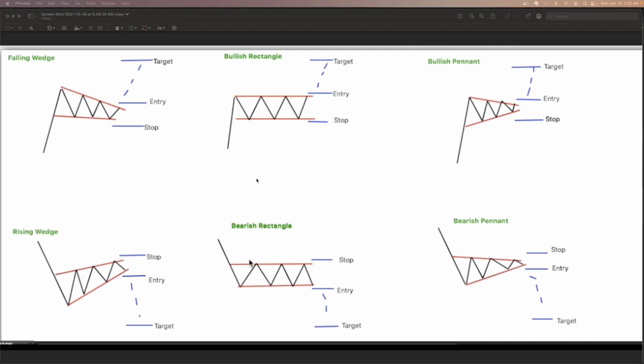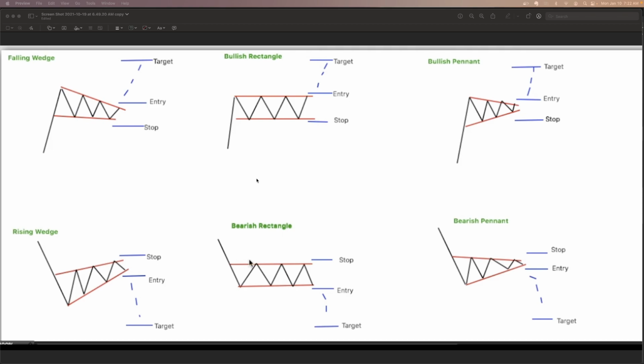These are kind of like, what did they say in the Pirates of the Caribbean? They're like, these are just guidelines. And that's basically what these chart patterns are, just guidelines.